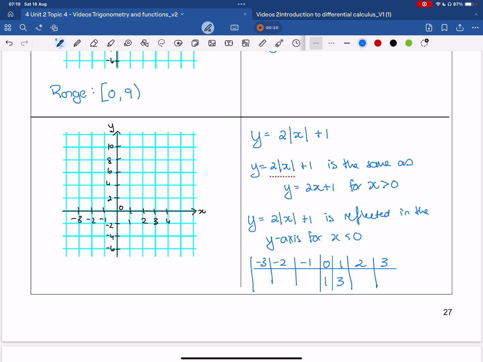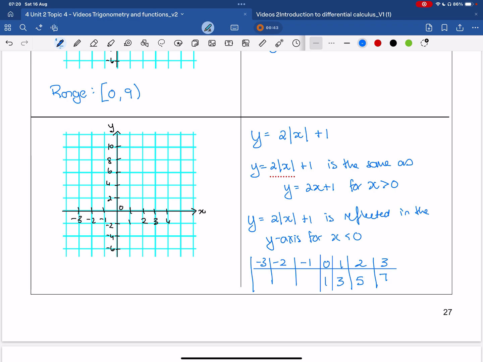My absolute value of 2 is just 2. So 2 times 2 is 4, plus 1 is 5. My absolute value of 3 is just 3. So 2 times 3 is 6, plus 1 is 7. So on the right-hand side, I'm going to get exactly the same values as I would for y equals 2x plus 1. But have a look at what happens on the left-hand side.